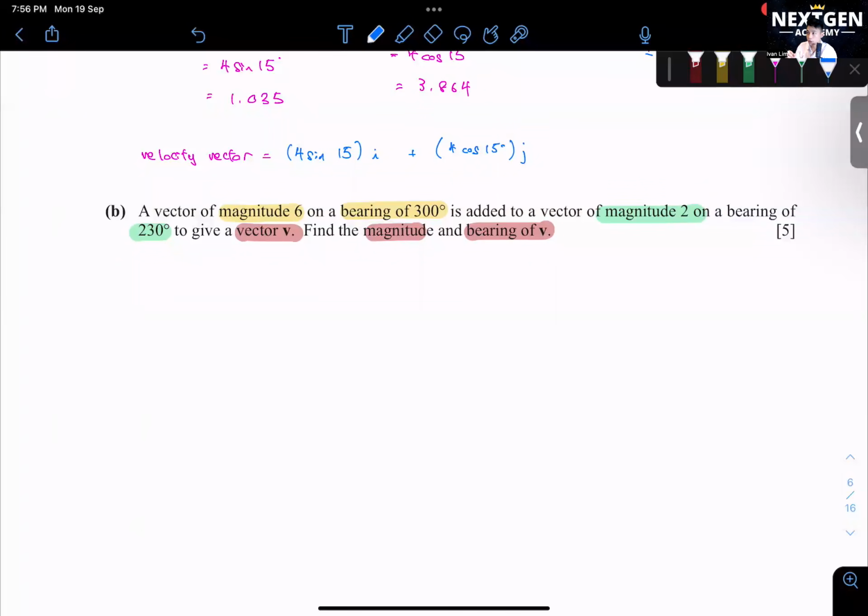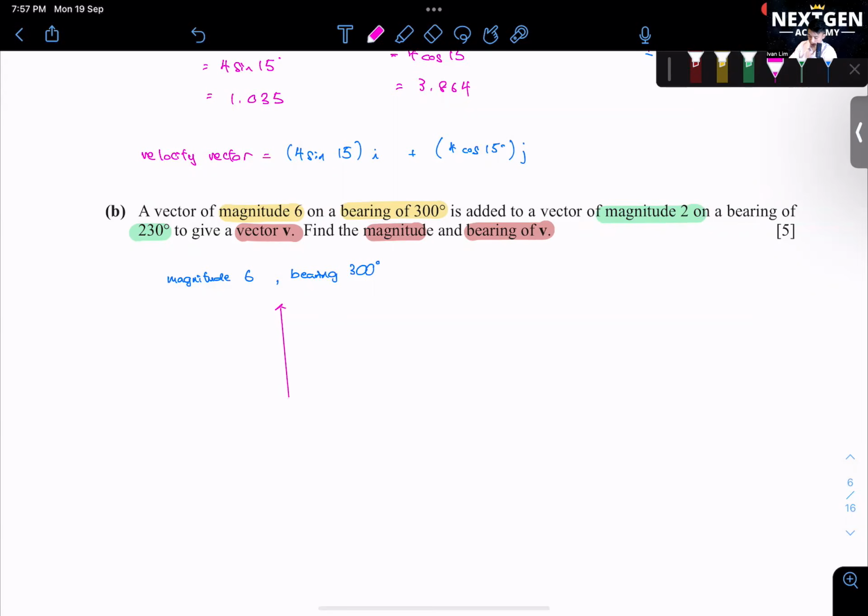The first one, magnitude 6 on a bearing of 300 degrees. So we just write down here first, magnitude 6, bearing 300 degrees. A lot of students, after the exam, asked me, teacher, how come got bearing question? It's actually the same thing. It's the same constant velocity problem. Just because they say the word bearing, it's just talking about the direction. How to draw this, the first one?